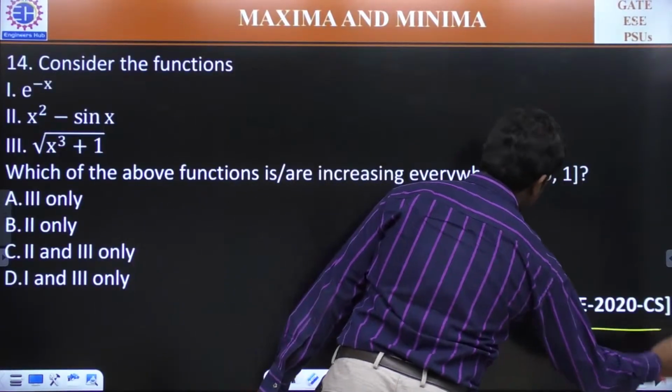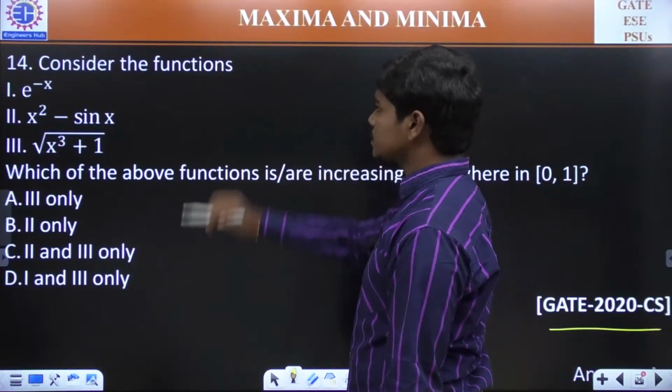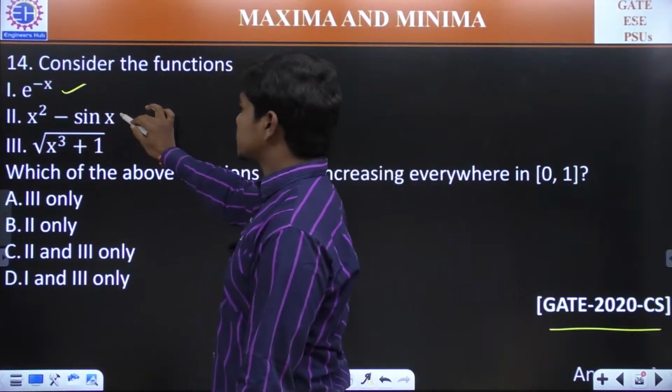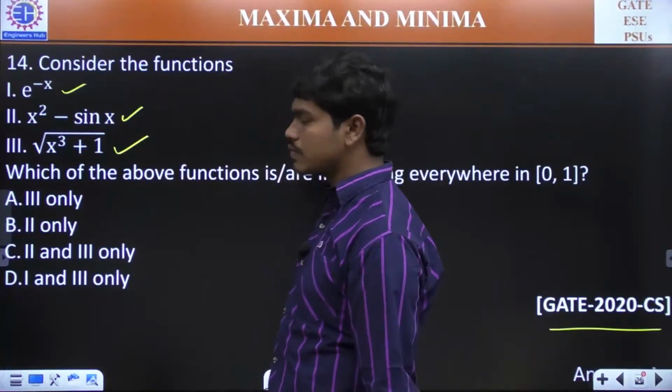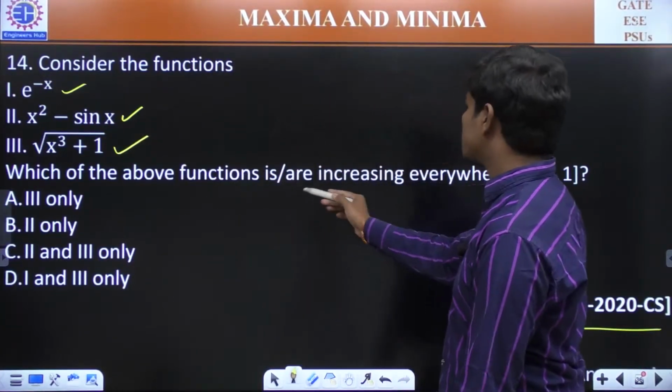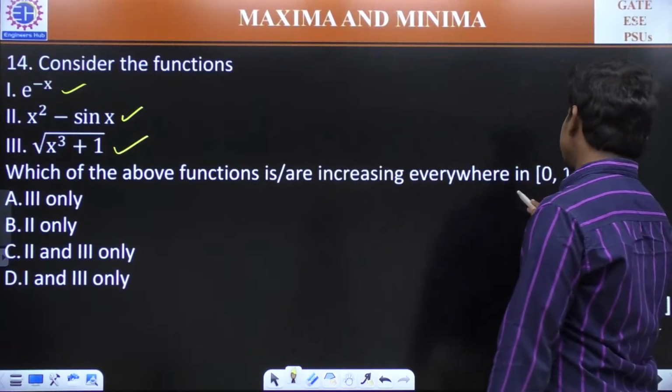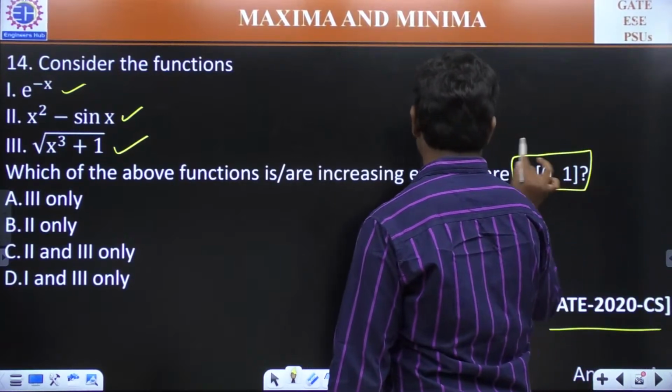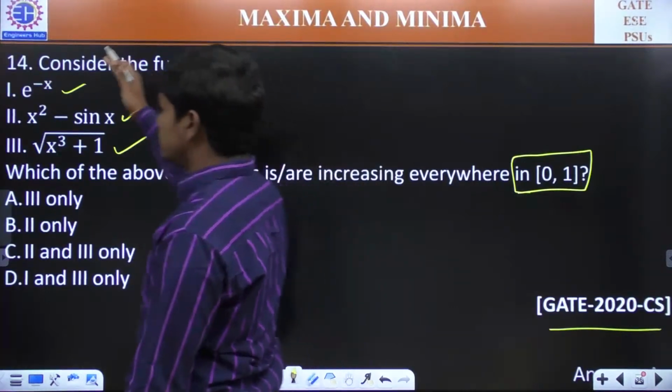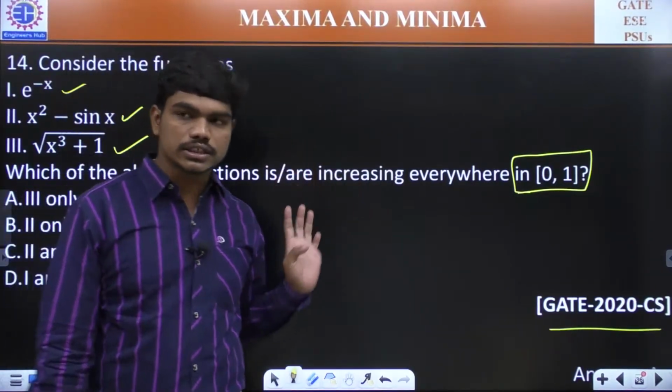2020 computer science. Consider the functions e power minus x, x square minus sin x, root of x cube plus 1. Which of the above functions is or are increasing everywhere in this interval 0 to 1? Means in this interval at every point the function should be increasing. How many functions are of that type?